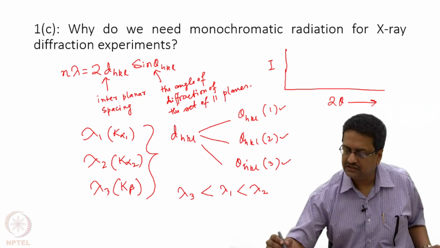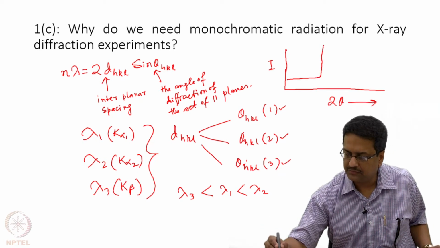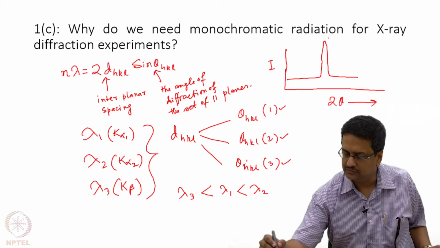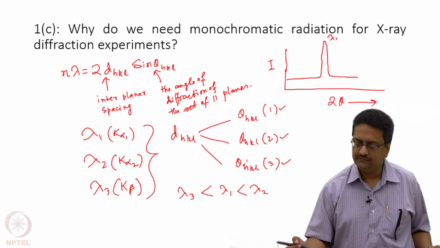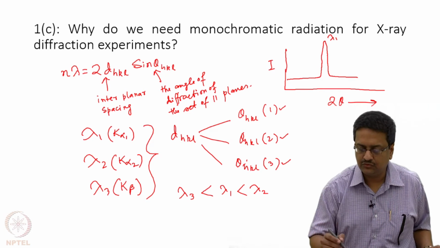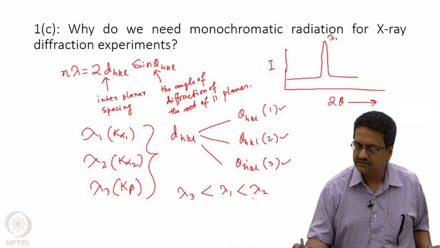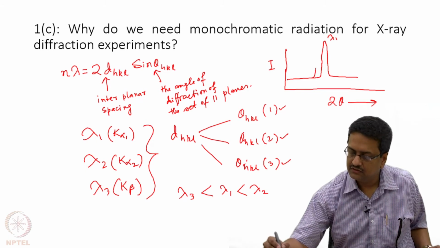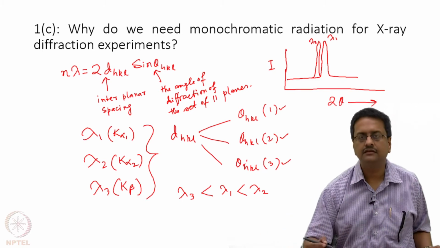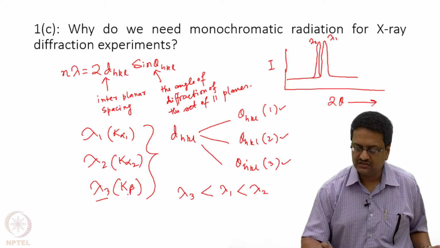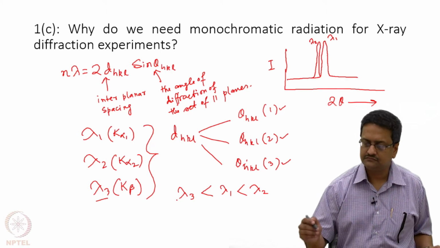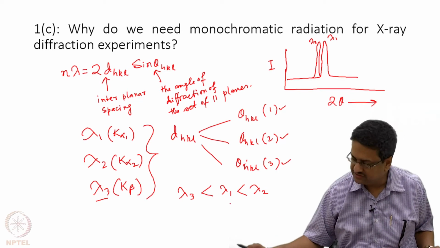So what will happen is, suppose we are supposed to have a peak for a particular d value at this 2 theta, and we assign that peak to the K alpha 1 radiation, that is lambda 1. Then when lambda 2 is used, which is the longest wavelength, the sin theta will be shorter, so the corresponding peak for lambda 2 will appear somewhere there. And if a peak corresponds to lambda 3, which is the K beta radiation, the smallest wavelength, then again, I made a mistake here.